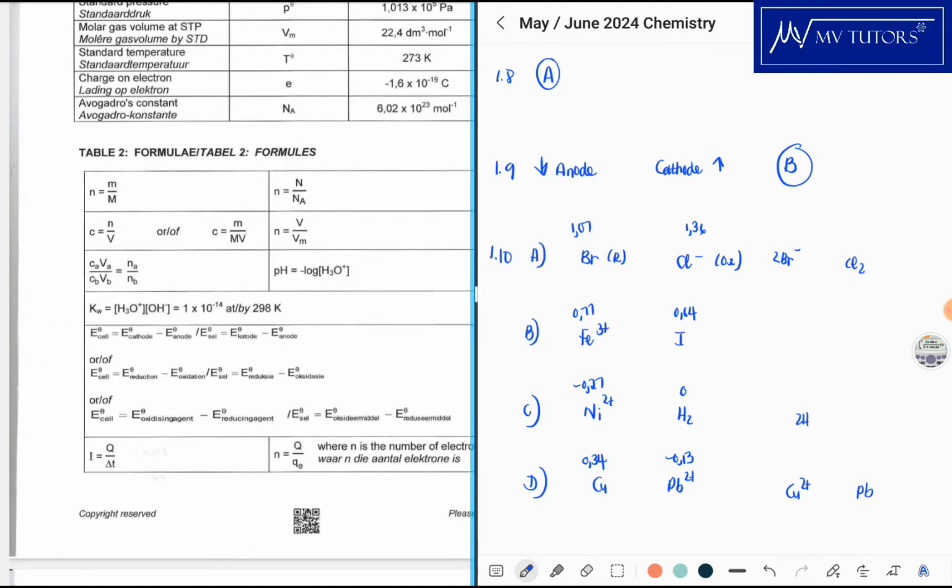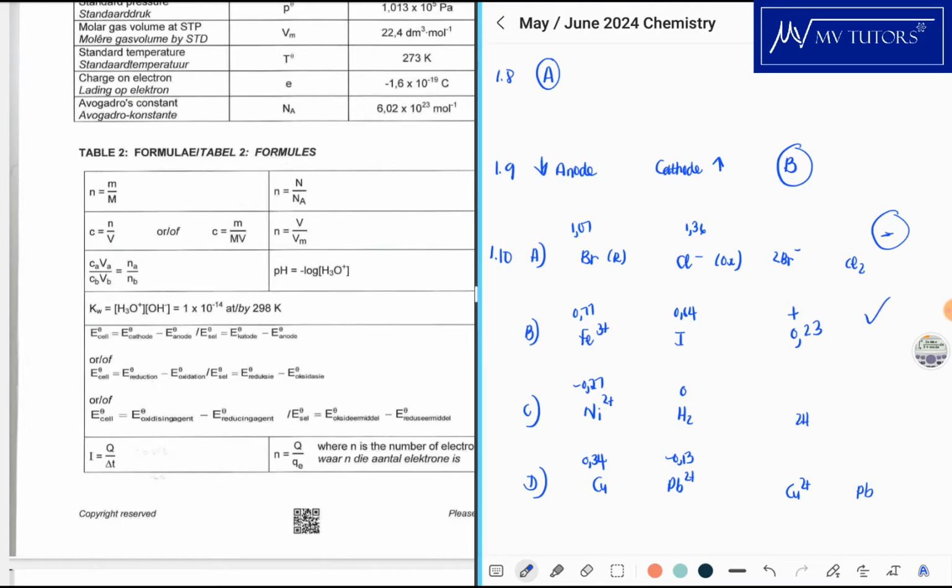Remember the E cell, we start with the cathode. Cathode, that's where reduction occurs, minus the anode. Okay, so or reduction minus oxidation. So here with bromine, reduction 1,07 minus oxidation, well, we're going to get a negative there. And then reduction 0,77 minus 0,54, we get 0,23. So that's positive. So that happens spontaneously.